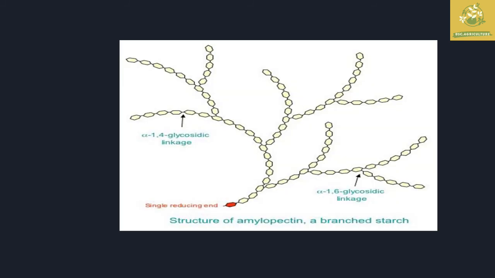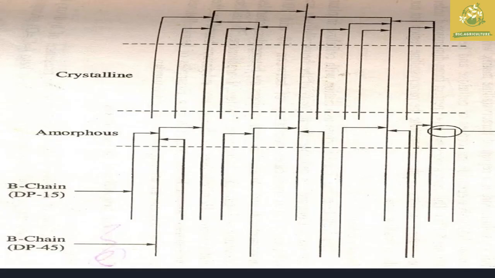So the structure of amylopectin, when seen in the diagram, shows the branches coming from alpha 1,6 glycosidic linkage, and the main chain has alpha 1,4 glycosidic linkage, which is the branched structure of amylopectin. This diagram explains the crystalline and amorphous form of amylopectin, where the B chains of DP15 as well as DP45 you can see clearly in the notes I have given in the description.